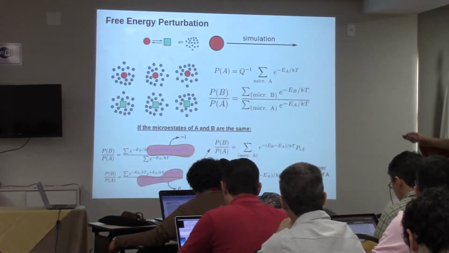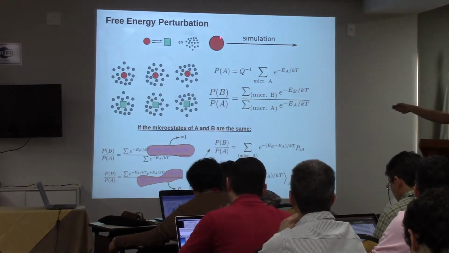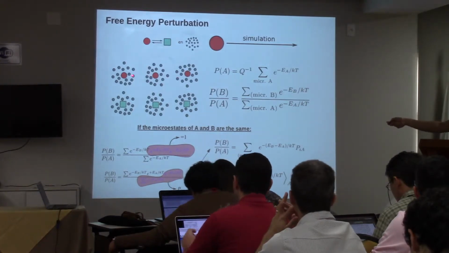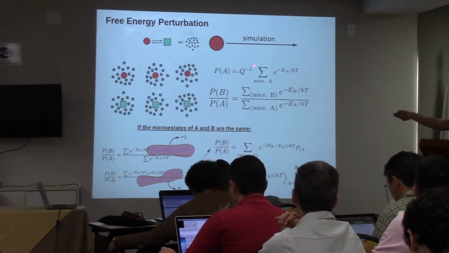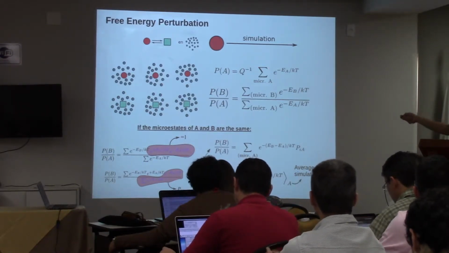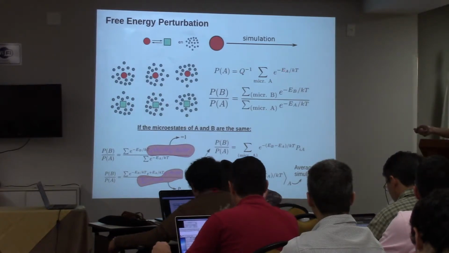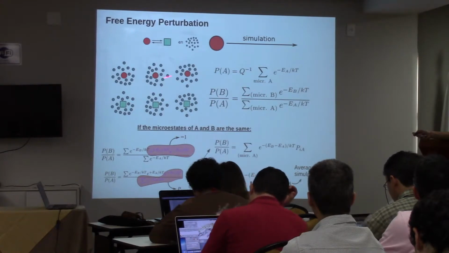So what are we doing? This is the transformation we want to study. We perform a single simulation of the red ball in the solvent, and the probability of state A, which is the red ball, is 1 over the partition function times the sum over all configurations compatible with microstate A of the exponential of the energy of these states of state A. State A is the red ball. The relative probability of states A and B, the probability of state B over the probability of state A, is the sum over all configurations compatible with microstate B.